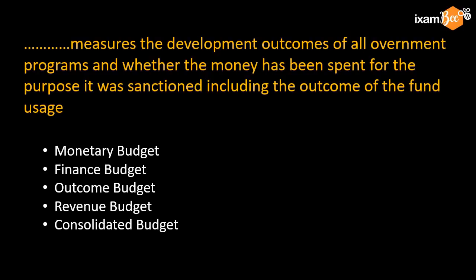One question here: dash measures the development outcomes of all government programs, and whether the money has been spent for the purpose it was sanctioned, including the outcome of the fund uses. So what is this called? Monetary budget, finance budget, outcome budget, revenue budget, consolidated budget. The answer here is outcome budget.